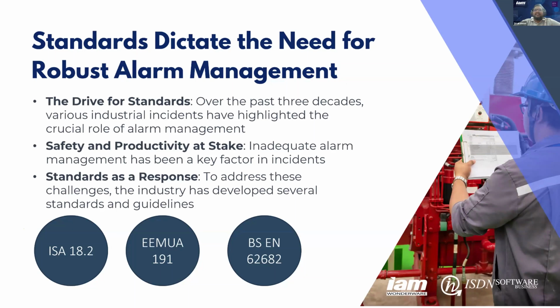Number one, ISA 18.2. It covers the entire alarm life cycle, from alarm philosophy all the way to operation and maintenance. It also emphasizes alarm rationalization, design, and continuous improvement. Number two, IEC 62682, which aligns with ISA 18.2. It focuses on performance metrics, functional safety, and life cycle management. And the last, EEMUA 191, provides guidelines for performance benchmarks, human factors, and best management practice.